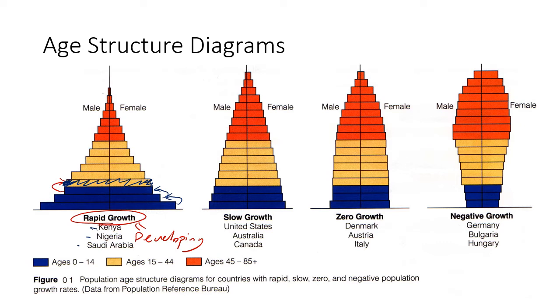All right, slow growth: your base is still wider than your reproductive age bracket, so you're going to have slower growth because it's not as wide as it is in the developing country. What we see here are industrialized countries, either fully developed or post-industrial. Zero growth: your sides are just about vertical, so there's no population growth there. And then negative growth: your base is like a cone going in. Kind of looks like an ice cream cone.